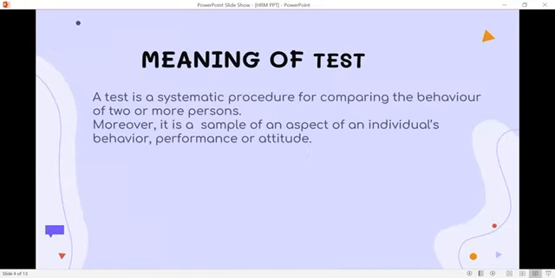Now, what is the meaning of test? A test is a systematic procedure for comparing the behavior of two or more persons. Moreover, it is a sample of an aspect of an individual's behavior, performance, or attitude.